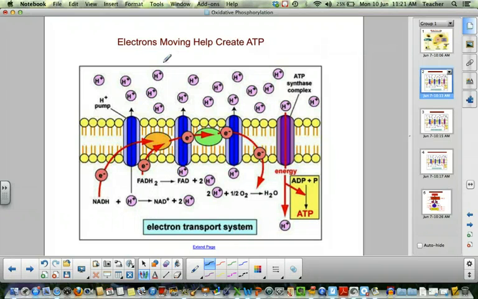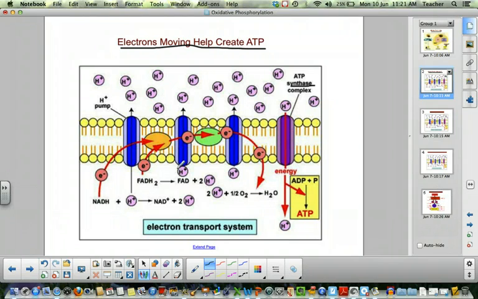Now, the key to this is how the electrons move. Okay, and electrons move through the electron transport chain within the cristae of the mitochondria. Okay, so we're inside the mitochondria here. The electron transport chain is right here. You can see it. Okay, and here's ATP synthase. And remember, these are all proteins. Okay, so they're specifically designed to do a specific job within the mitochondria.